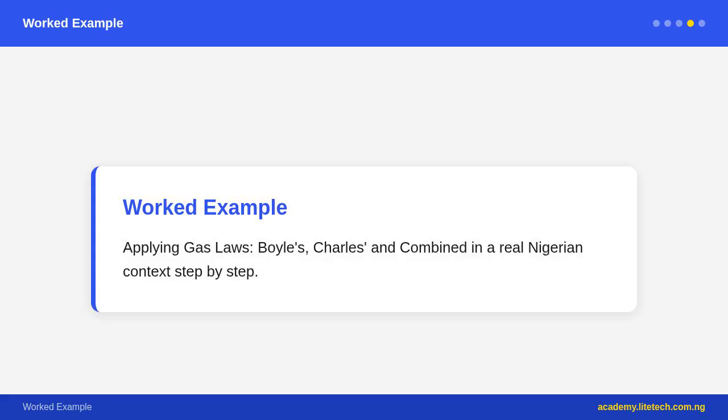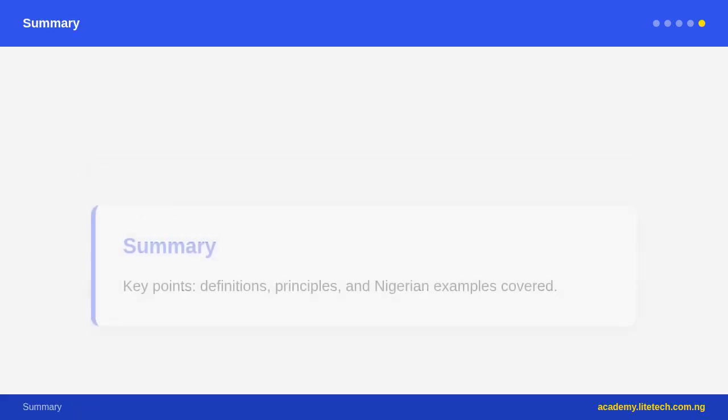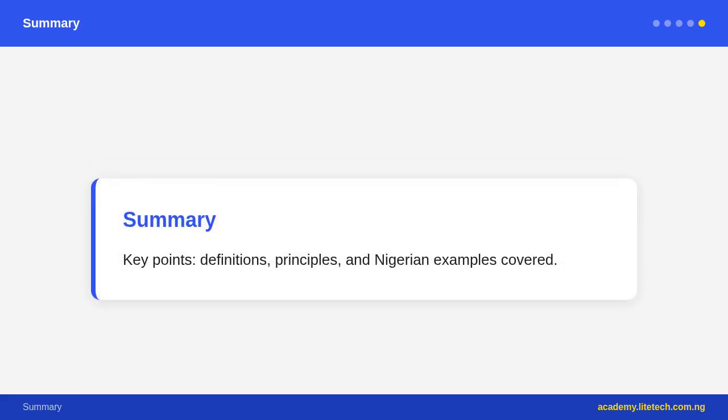Let us summarize the 3 gas laws. Boyle's law, PV equals constant at fixed T, pressure and volume are inversely proportional. Charles's law, V divided by T equals constant at fixed P, volume and temperature are directly proportional, use Kelvin. Combined gas law, P1 V1 divided by T1 equals P2 V2 divided by T2. Applicable when both pressure and temperature change.